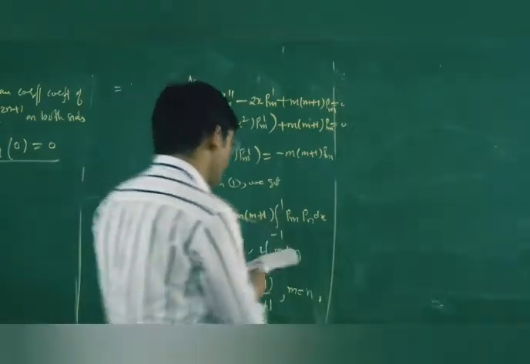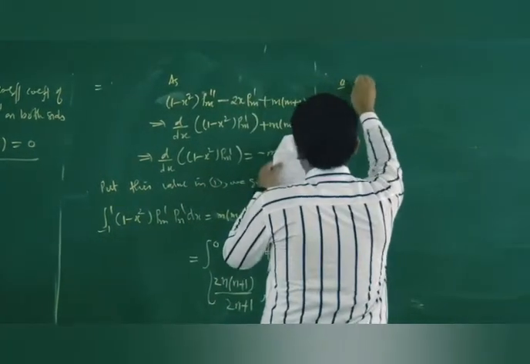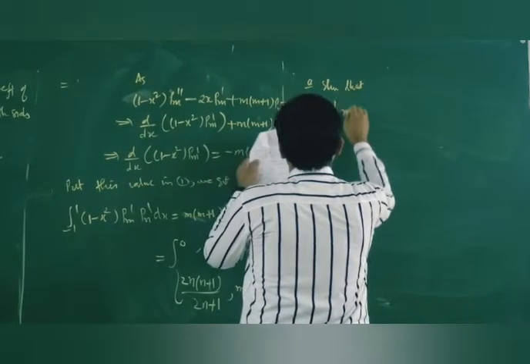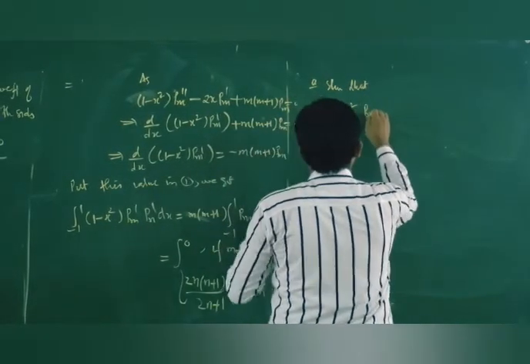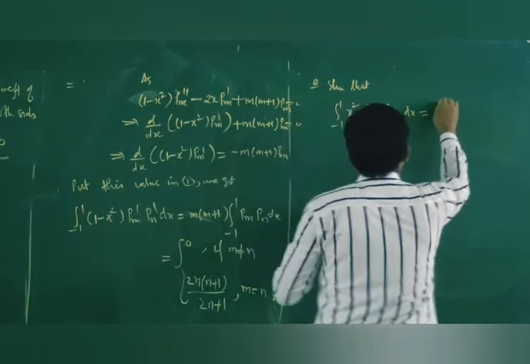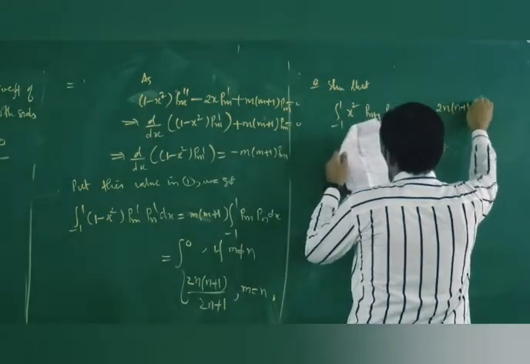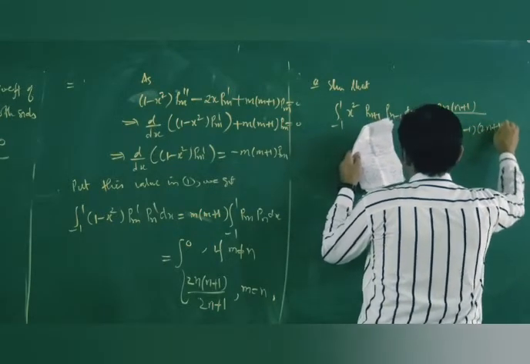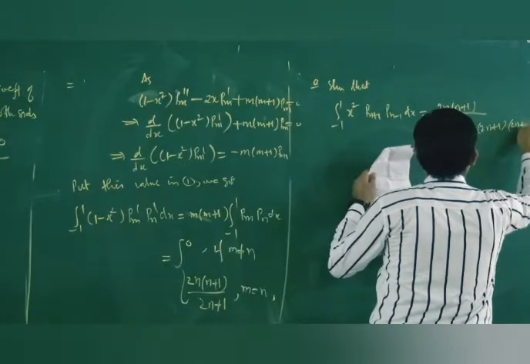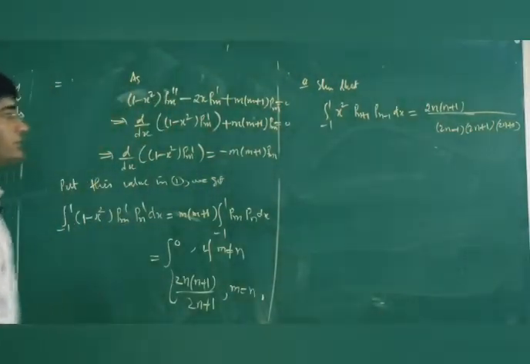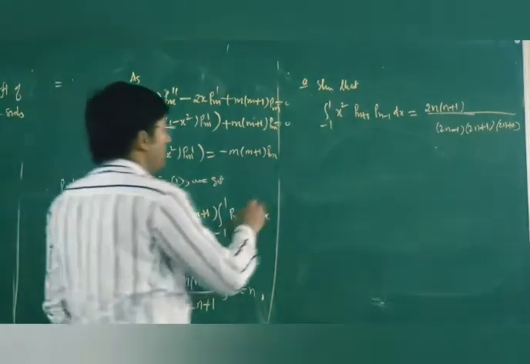Show that the value of the integral from minus 1 to 1 of x square Pn plus 1 Pn minus 1 dx is equal to 2n(n plus 1) upon (2n minus 1)(2n plus 1)(2n plus 3). So that this is equal to this one. So, solution.